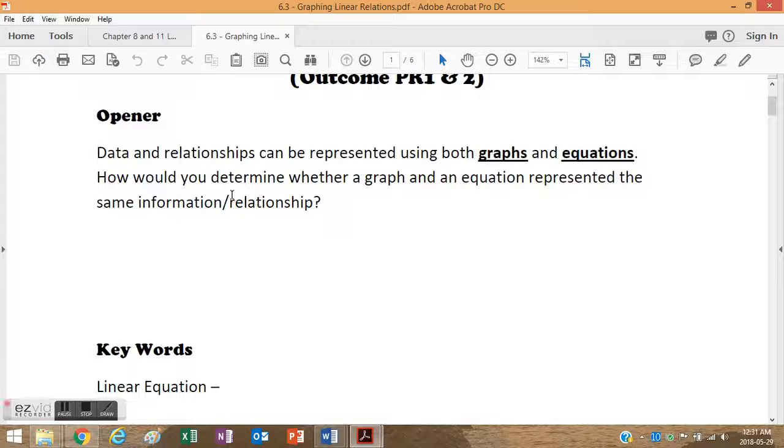And the question that we would want to ask ourselves eventually is, is it possible to have a graph and an equation representing the same information and relationship? And then furthermore, how would you determine whether that graph and the equation are the same, whether they're showing the same thing?